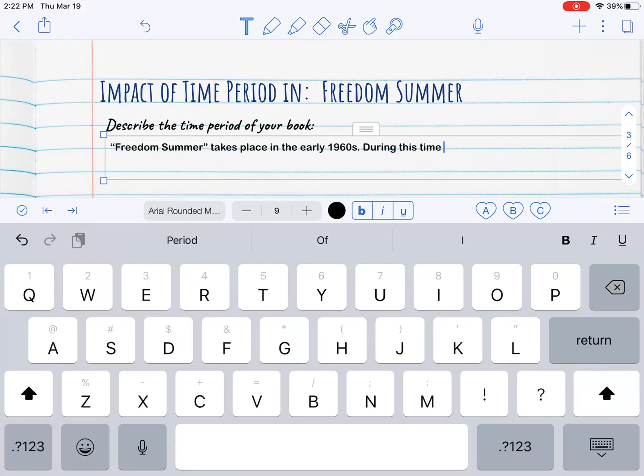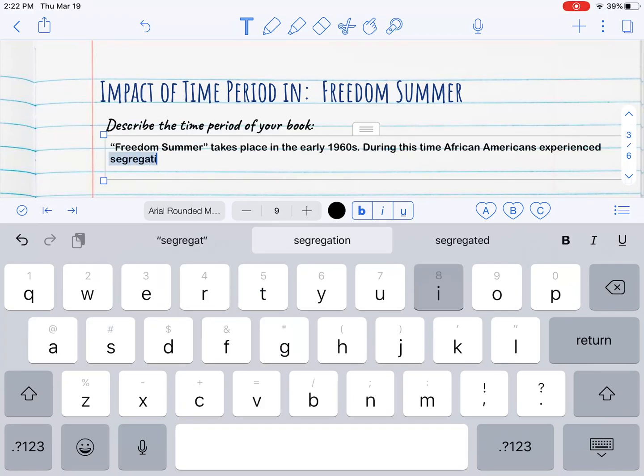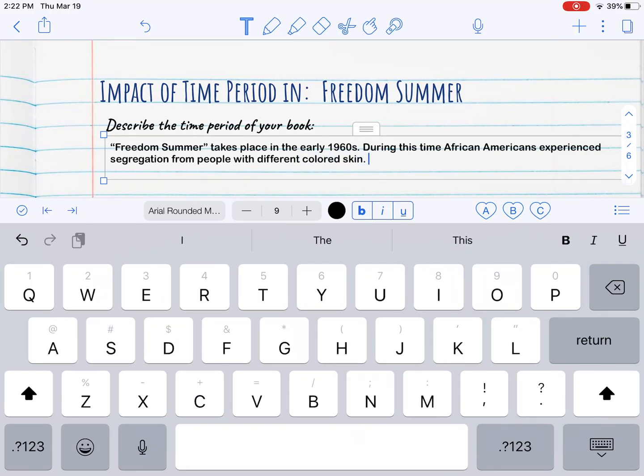During this time, African Americans experienced segregation from other people. Let's put that. No, from people with different colored skin. There we go. Sometimes when you're just doing a description, you have to think it through and make changes, and that's okay. Take your time.